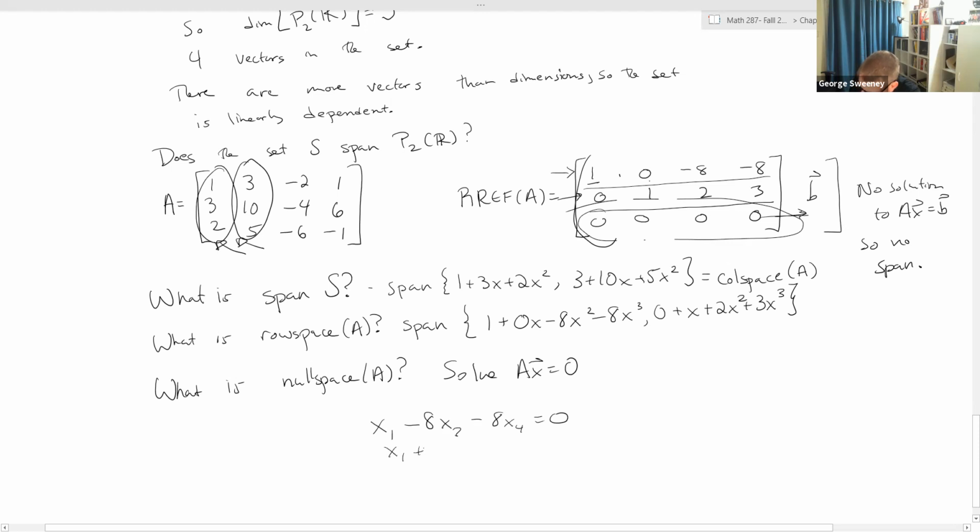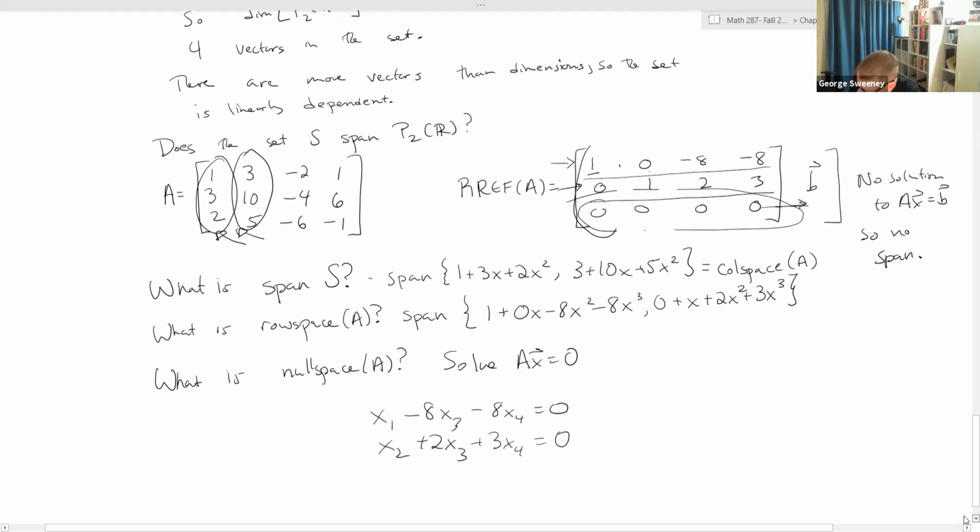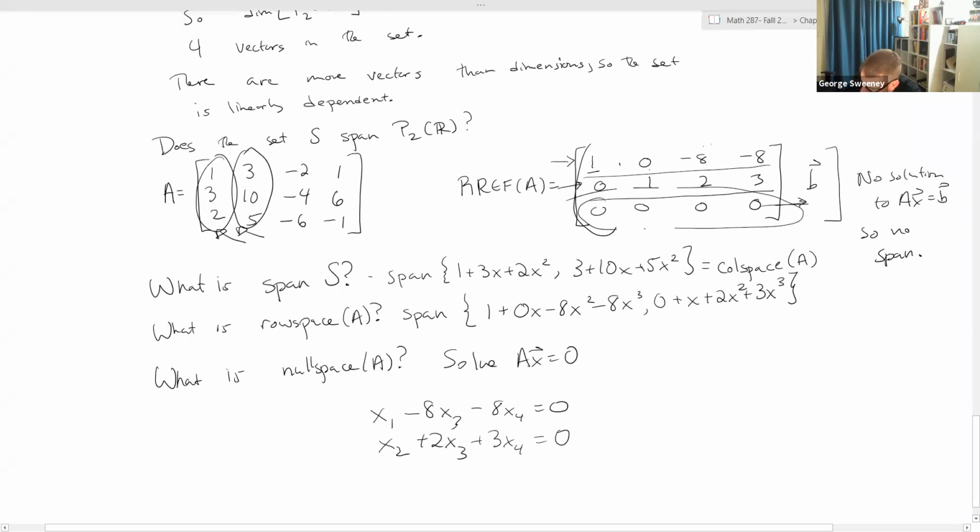And then x2 plus 2x3 plus 3x4 equals 0. And then we have two free variables. We have x3 is free and x4 is free. So x3 equals s and x4 equals t.